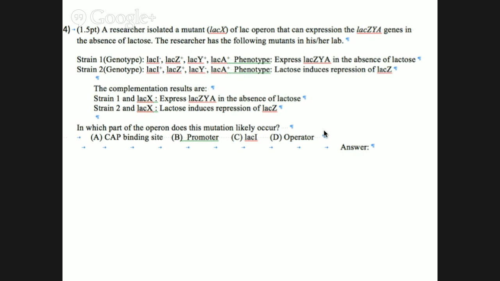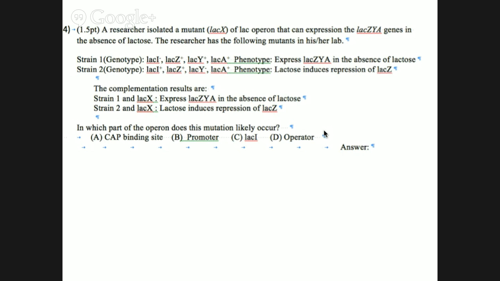Those don't matter, right? Those are also wild type. This should be, sorry, Z-Y-A. Those are all wild type, right? So this is basically the first experiment. So we put this.